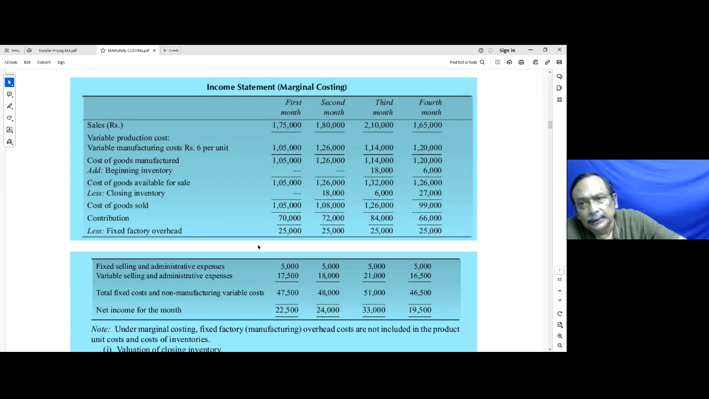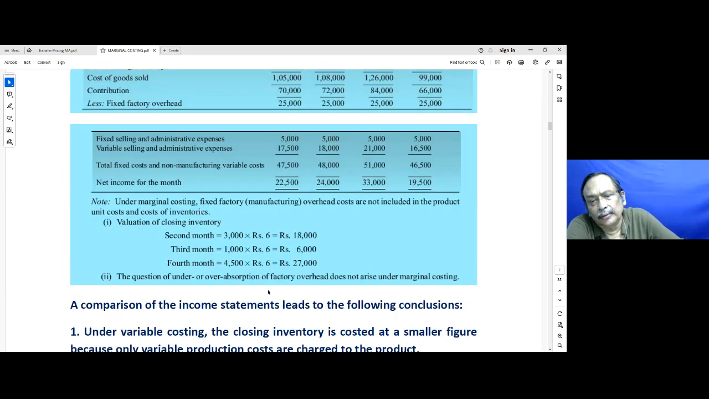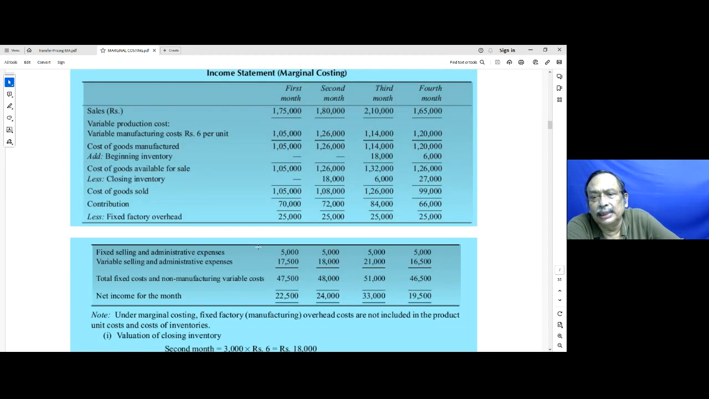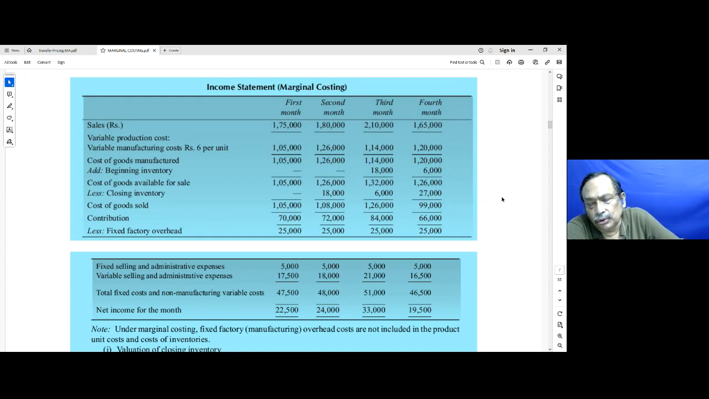Accordingly, in the fourth month, we are having sales 1,65,000. Variable manufacturing cost, number of units multiplied by 6, that is 1,20,000. Cost of goods manufactured, 1,20,000. Last month's closing is this month's opening, 6,000. It comes to 1,26,000. Closing inventory, 4,500 units multiplied by 6, that is variable cost, 27,000. Cost of goods sold, 99,000.